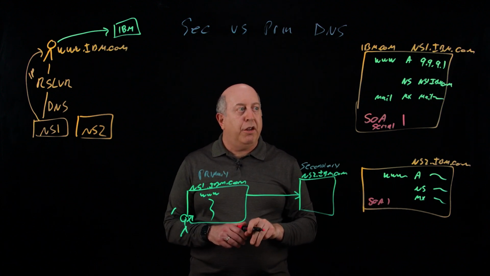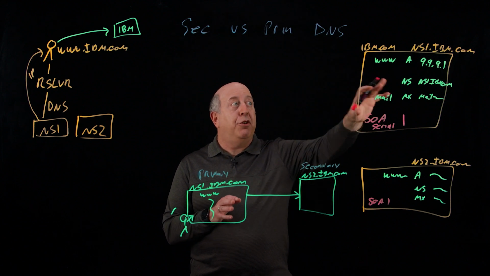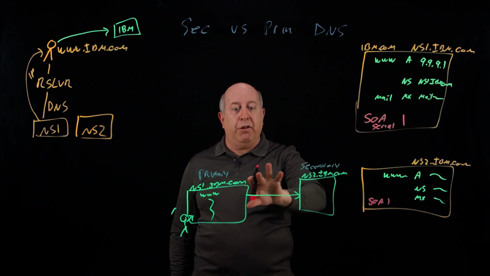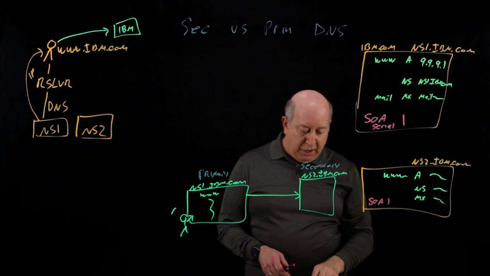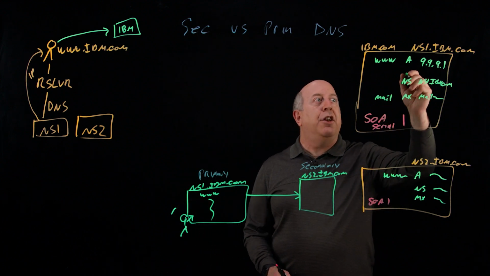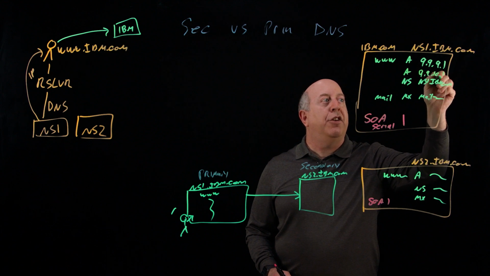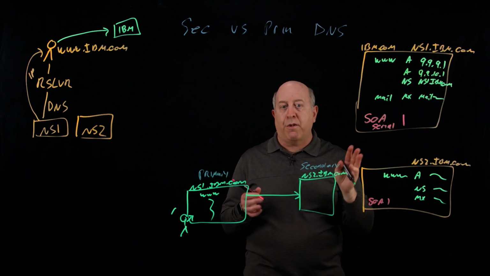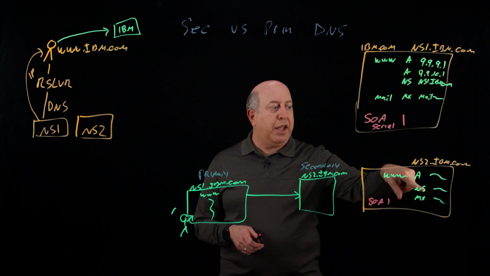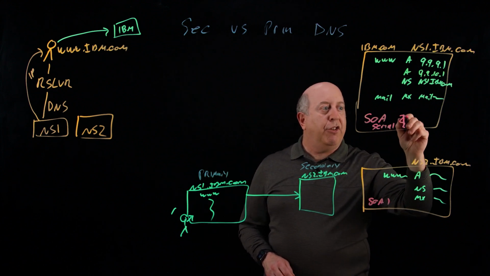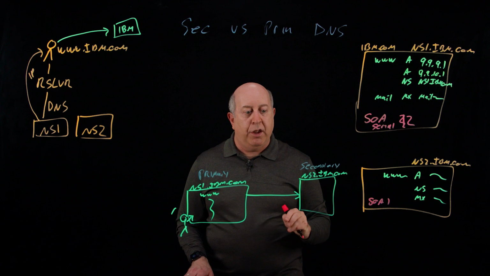And so now let's say I make a change to the primary name server, and I want to have it transfer over to the secondary. So what's going to happen? Let's say I add another A record in here. So I add 9.9.10.1. I've added another server for my application, and I want to get that to copy over to the secondary. What's going to happen when I make that change is the SOA is going to change to 2.